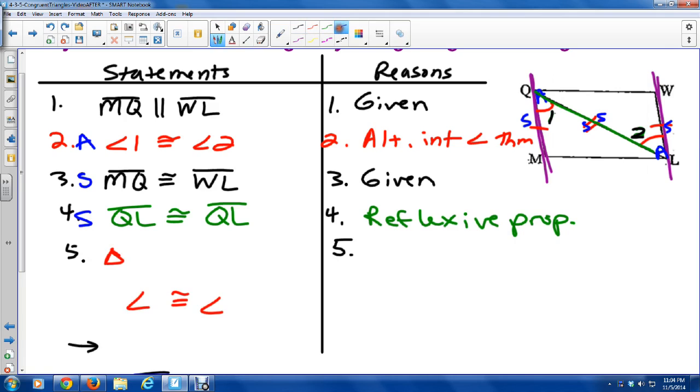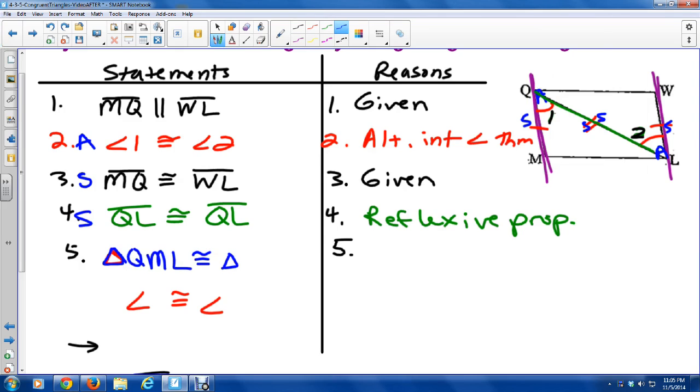Triangle, what? Can we put a name with that? Triangle, you get to pick for the first one. Give it any name that you want. I'm going to say QML. And all you got to do is make sure the second one matches.